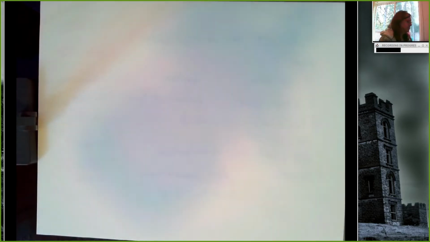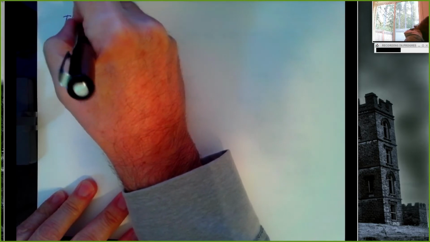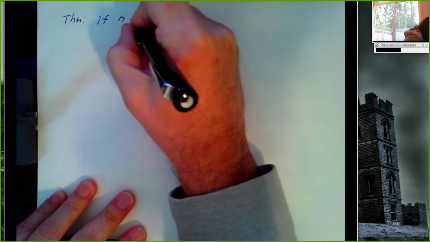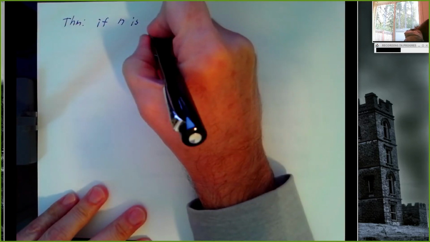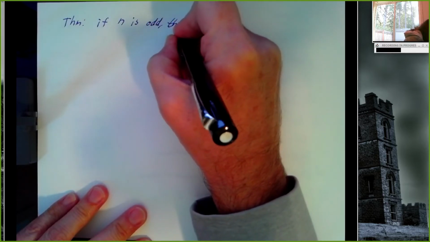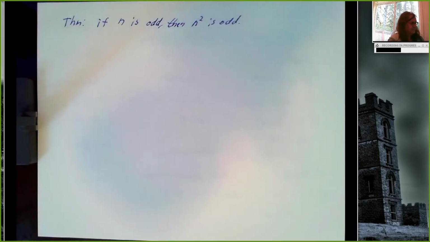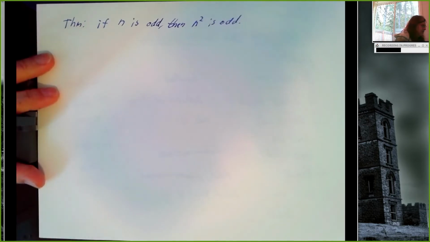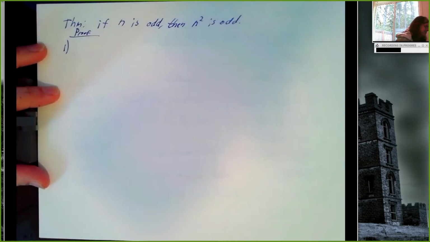All right, so let's do another one. So here's a theorem. If n is, let's see, if n is odd, then n squared is odd. All right, so help me out here. What's a good first step of this proof, or a possible first step of this proof? Good starting proposition.